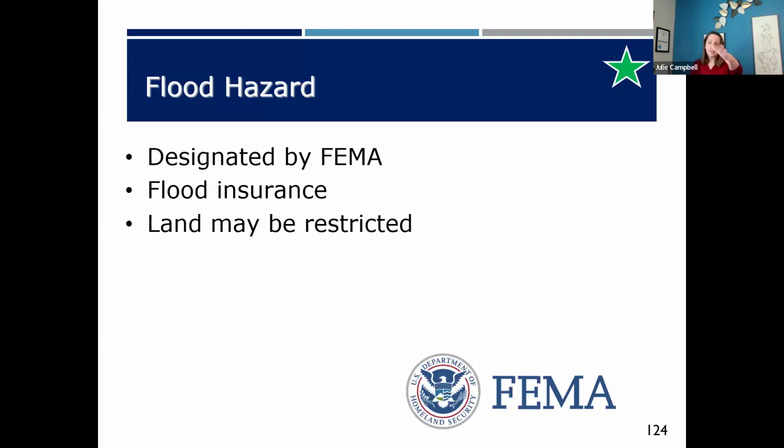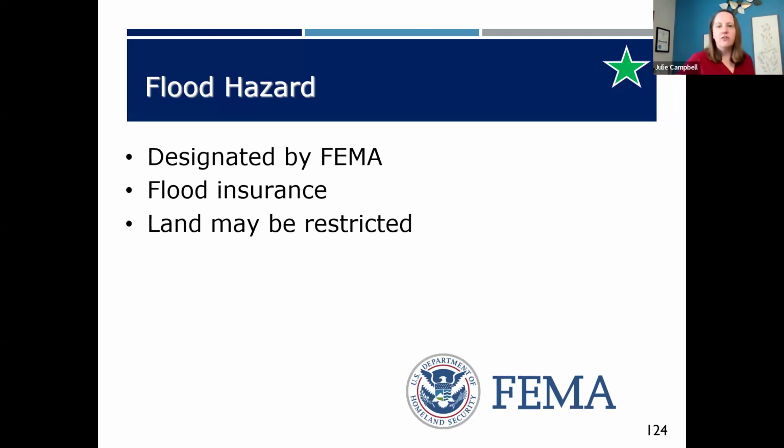So listing agents, this is something that we need to disclose if the property is in a flood hazard. Buyer's agents, we may want to look just to be sure so we can advise and prepare our buyers. I'm not the flood hazard expert, I'm not the insurance expert, and I'm not the lender, but I can look at a map and see if this is in a flood hazard or not, and just give my buyer that heads up. The land could be restricted on where you build and what you can do on it. I mean, we don't want to build a house in a soggy swampland and have it sink into the ground over time, right? So it just may be restricted on what we can do on that land.